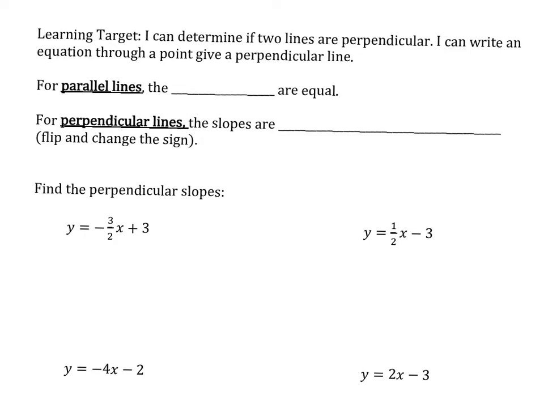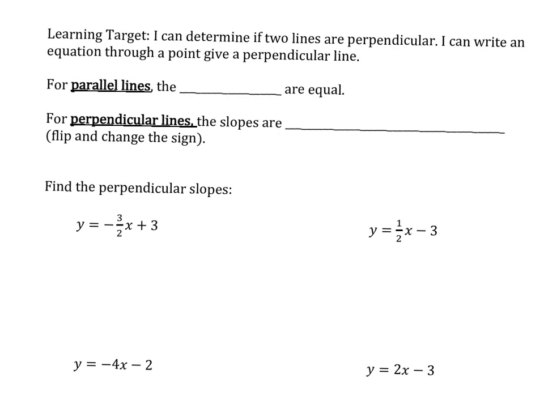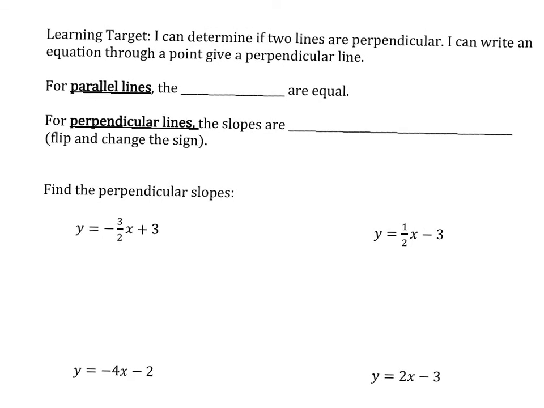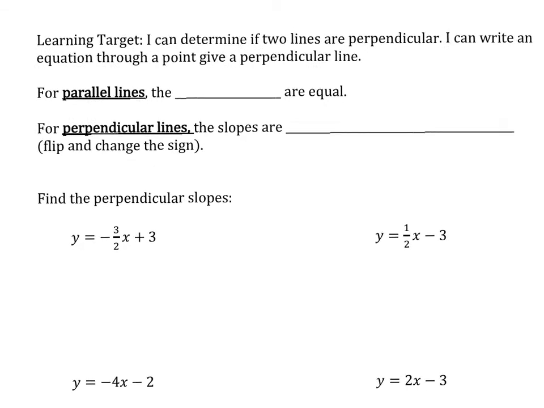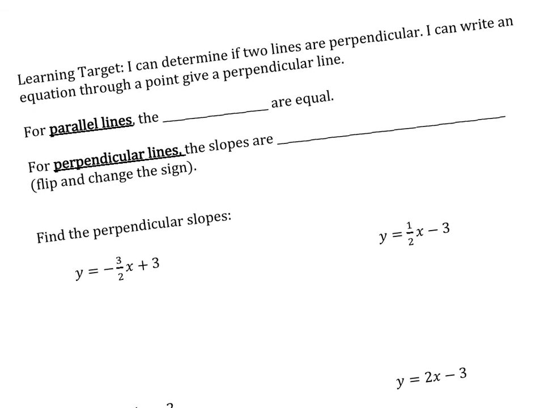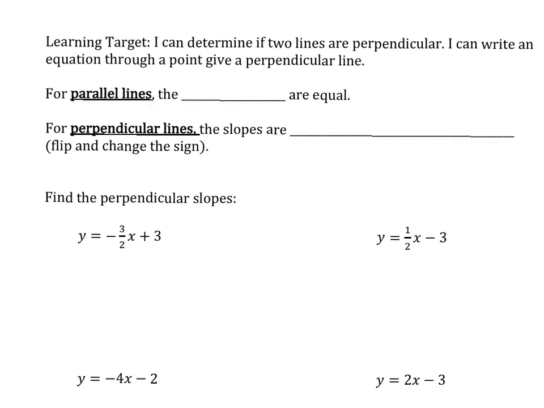If you remember back to our most recent video for parallel lines, the slopes of our lines are equal. Okay? They're equal. But for perpendicular lines, the definition is that the slopes are opposite reciprocals.